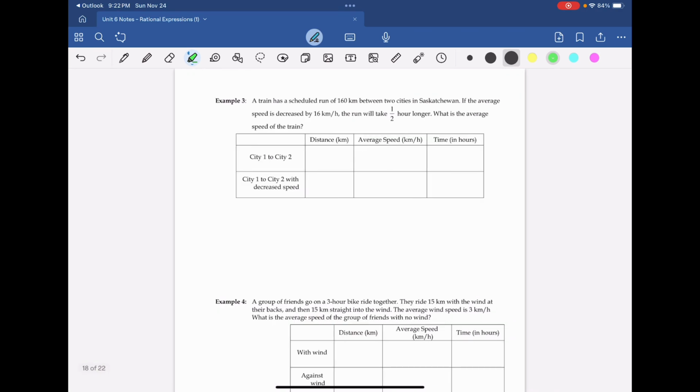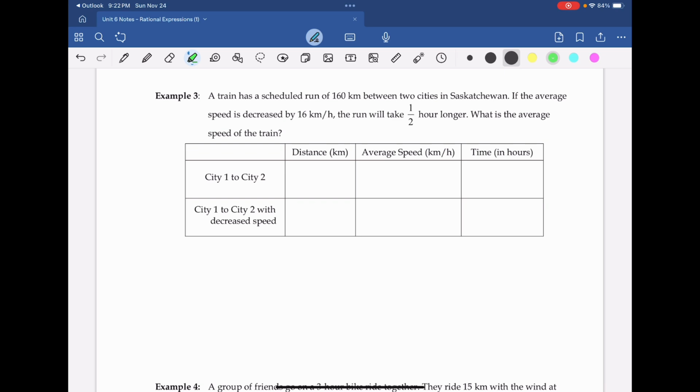Okay, let's flip to another very similar problem, just with slightly different context here. So in example 3, we have a train that is scheduled to run 160 kilometers between two cities in Saskatchewan. We don't know what they are, but just two cities. If the average speed is decreased by 16 kilometers an hour, the run will take half an hour longer. What is the average speed of the train?